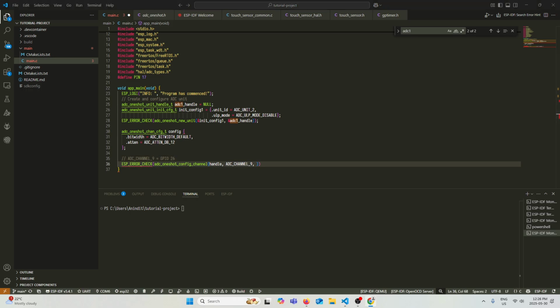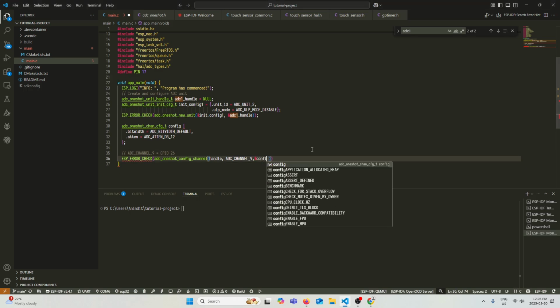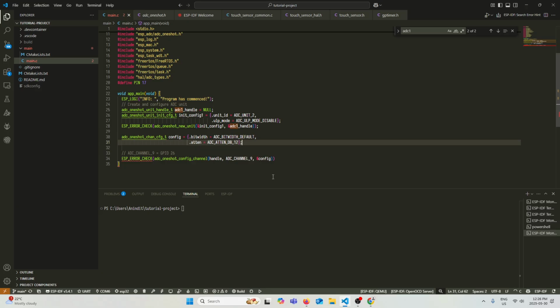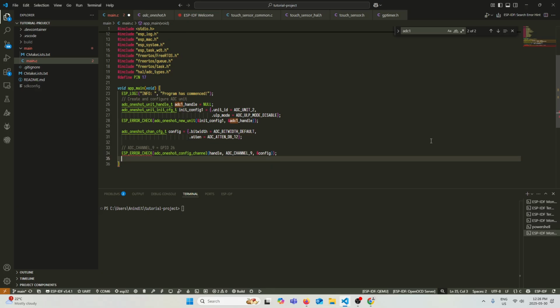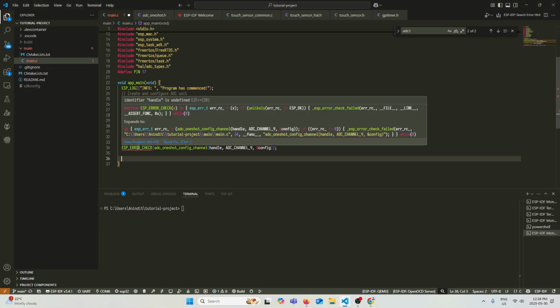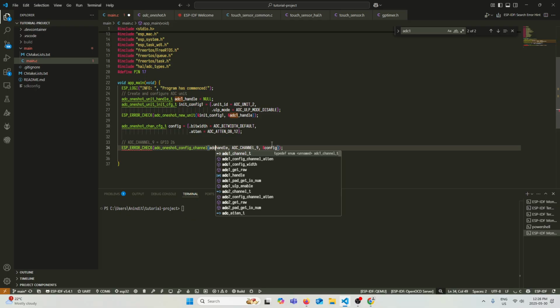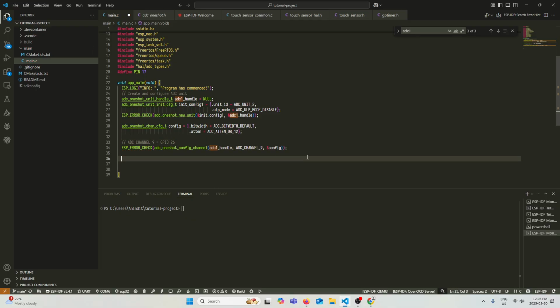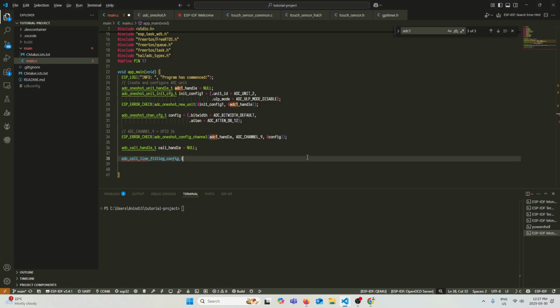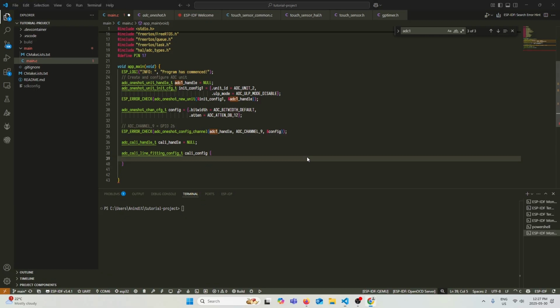So, and then, okay, and then we put the address of the config. The equal sign there. That's good. And we had the calibration handler. Oh, sorry, ADC1 handle. Okay. Then we create a line-fitting calibration scheme with our configuration matching that of the previous ADC channel configuration.